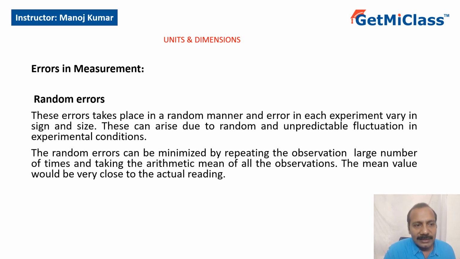The random errors can be minimized by repeating the observation a large number of times and taking the arithmetic mean of the observations. As we know, it's impossible to have the exact same experimental situation throughout the measurements. So in order to minimize it, instead of taking a single measurement, we take a set of 5 or 10 measurements and then find the mean of it. In that way, we can minimize the random errors.